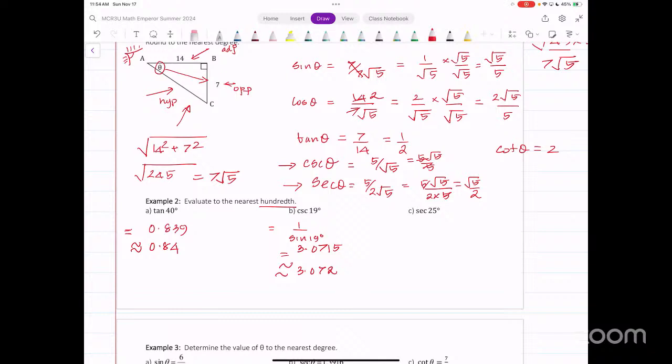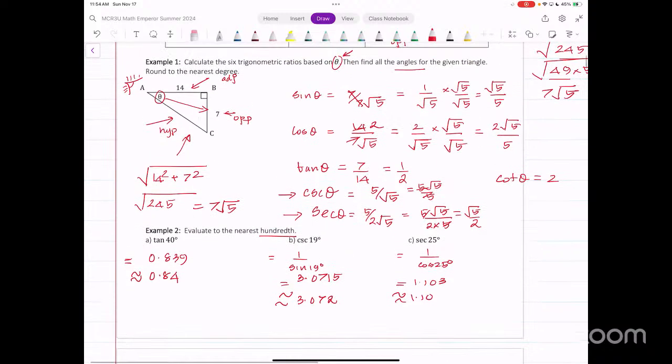All right. Are you following that? Yeah. Okay. So secant 25, obviously, we can find it as 1 over cos 25, isn't it? I got 1.1. What do you get? 1.1. Pretty good. All right, 1.103, so that is going to be 1.10. Pretty good.